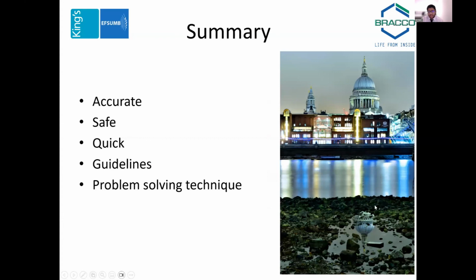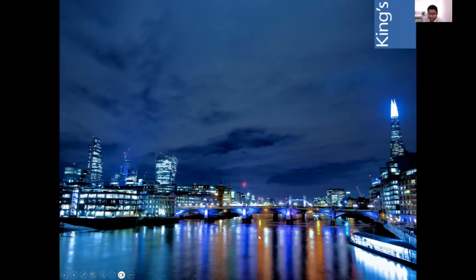So I'd summarize by saying contrast-enhanced ultrasound is accurate, it's safe, it's quick, it follows guidelines, and you've got a very easy and very good cheat sheet in the ESIM guidelines and the ACR guidelines. It's also a problem-solving technique, so it is in your power to use it, and it's in your direction to use it. So I'd strongly advocate its use, and hope you've enjoyed today's talk. Thank you.